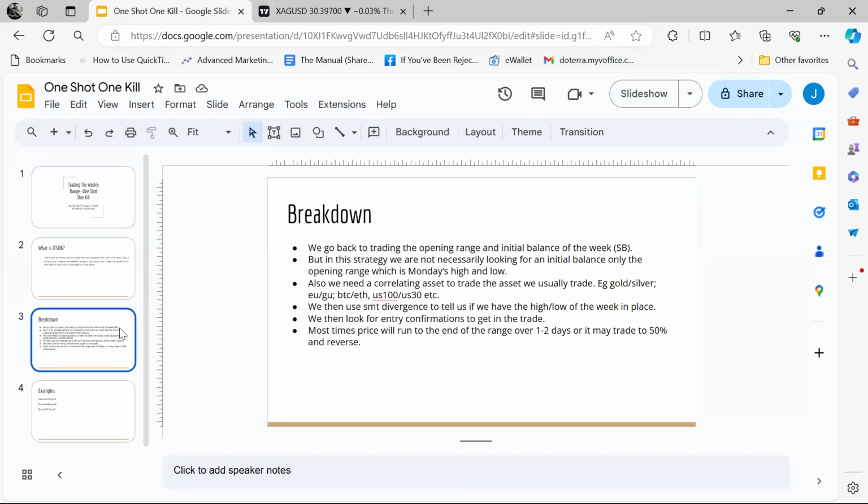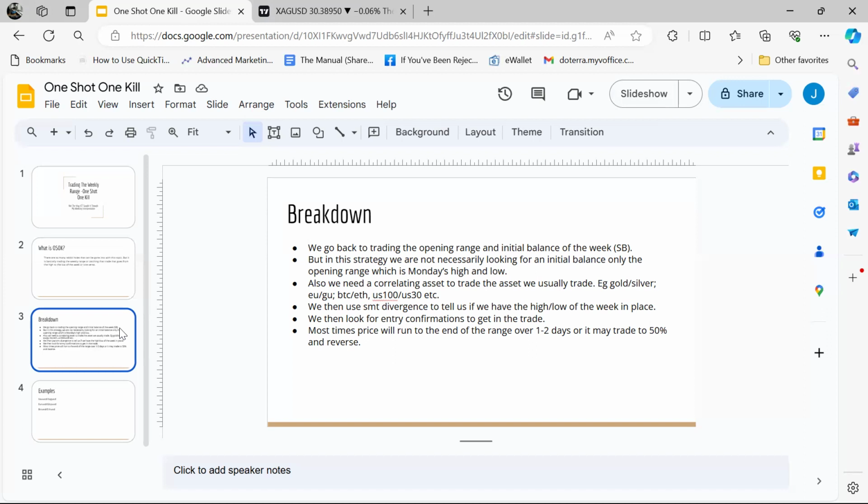Maybe we have high impact news events that will bring price to the levels that we need it to get to. And then look for that confirmation that will give us what we're looking for at the high or the low of the week to say, well, that high or low is now in place. So what we'll need is another correlating asset.